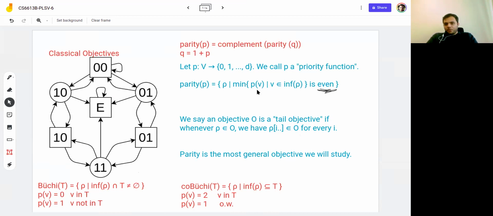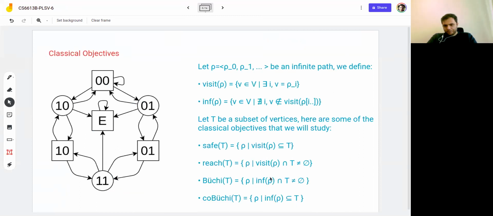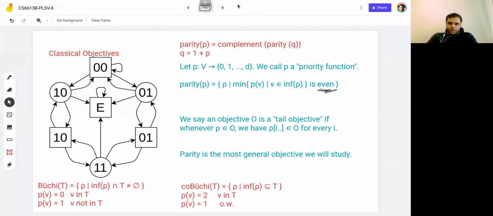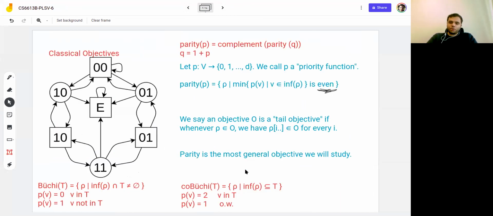So if a vertex is visited only finitely many times, it doesn't really matter in parity. And it also doesn't matter in Büchi and coBüchi. They are all based on this inf set. Now, the fact that they are only based on this inf set means that if I have some infinite path that is inside my parity objective or inside my Büchi or coBüchi objective, then I can basically chop off a finite prefix of it, and then the rest of it will also satisfy the same objective. Right? So these kinds of objectives are called tail objectives because they just care about the tail of the infinite path. Okay.